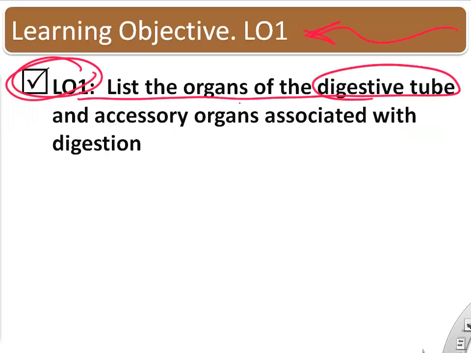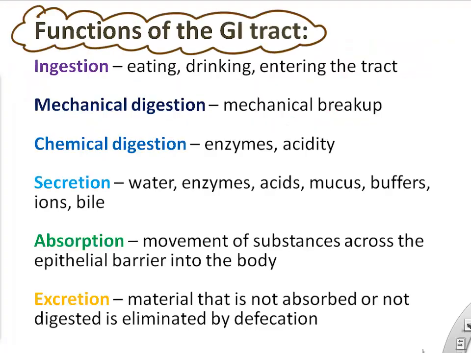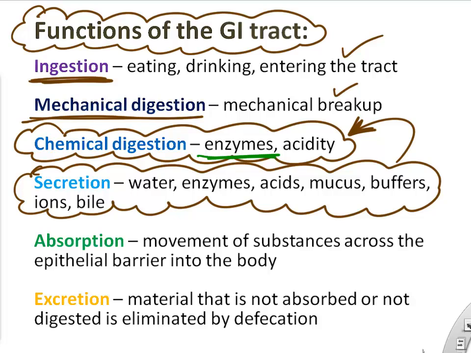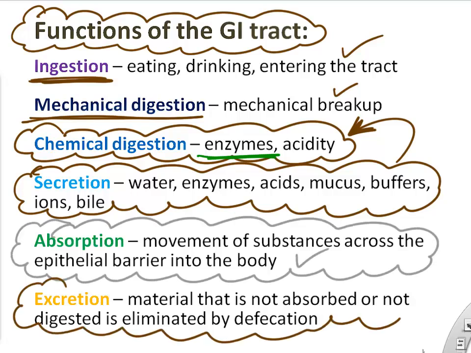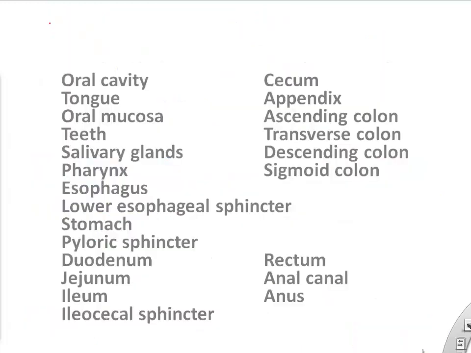So first we'll list some of the organs of the digestive tube and some accessory organs. First, I just wanted to mention the functions of the digestive tract, of course, are ingestion, mechanical and chemical digestion, mostly using enzymes, lots of secretions of things, and then we need to absorb all the nutrients, and finally excretion.